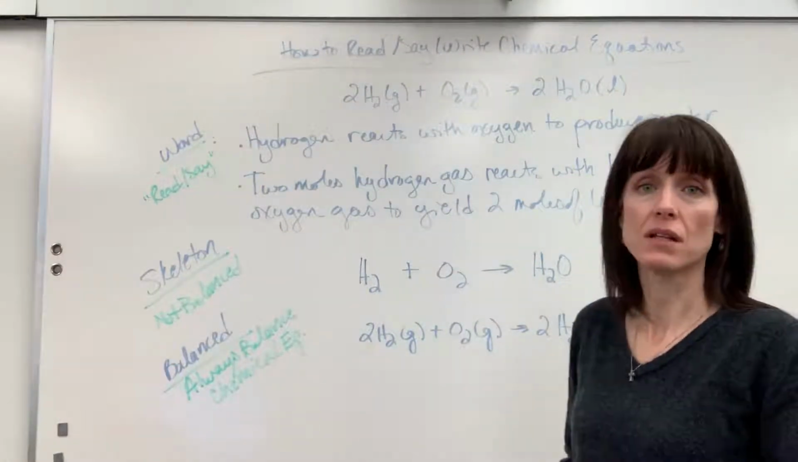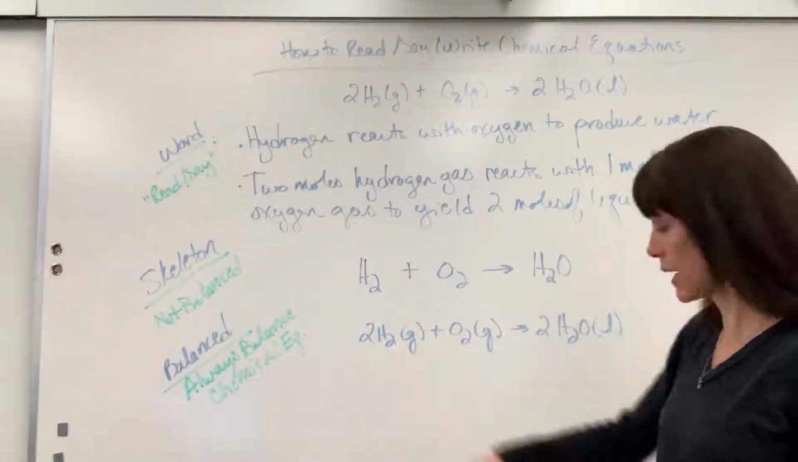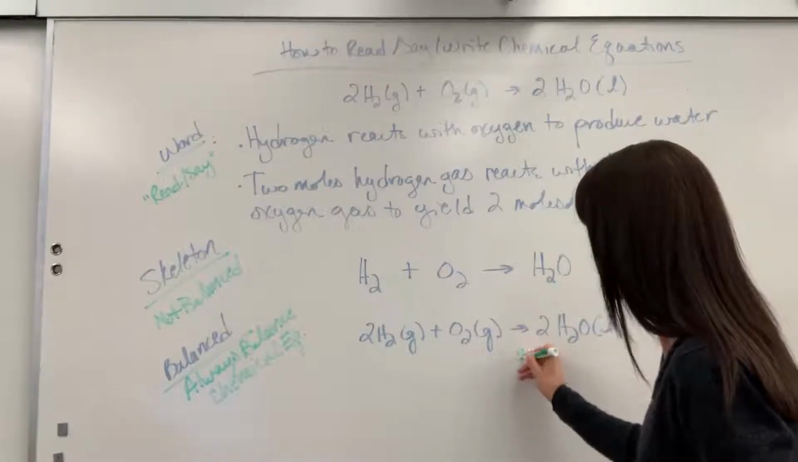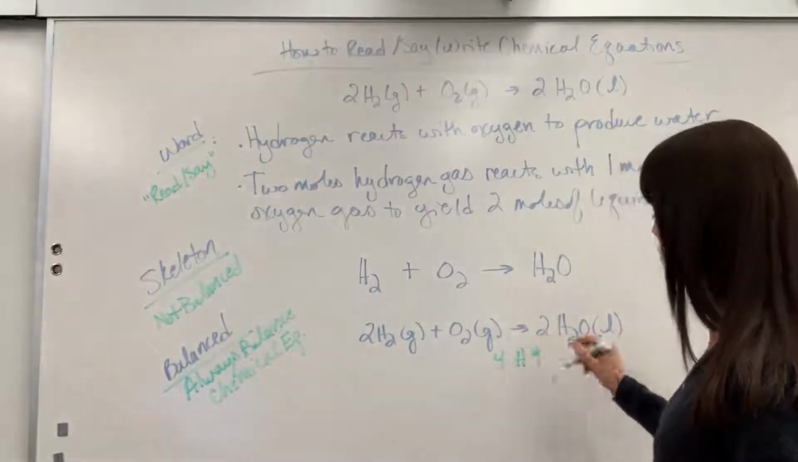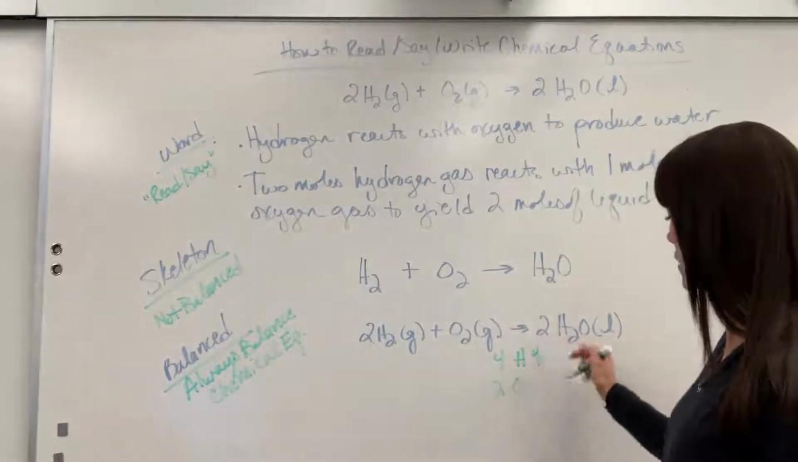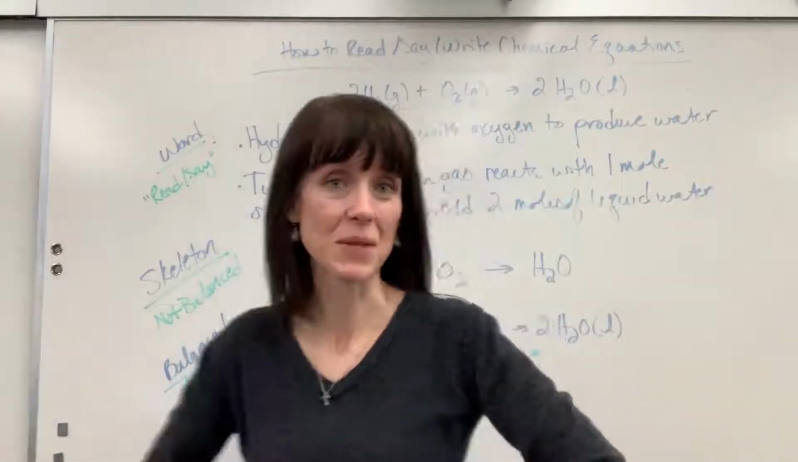And just as a little reminder, let's count atoms on this. So 2 times 2, I've got 4 hydrogen. So let's write that down. If I do hydrogen here, we have 4 on the reactant side, then 2 times 2, 4 hydrogen on the product side, and then I have 2 oxygen on the reactant side, and 2 times 1, 2. So the number of atoms on the reactant side equal the number of atoms on the product side.